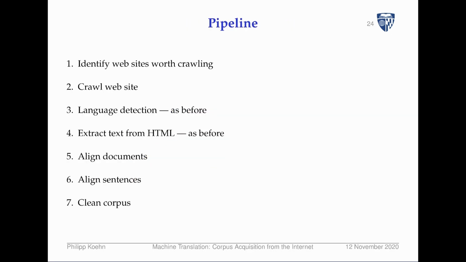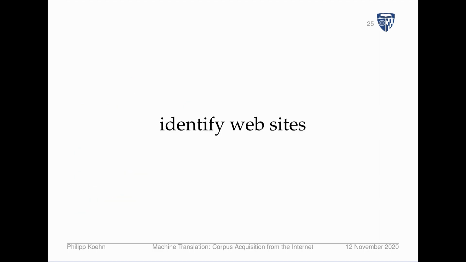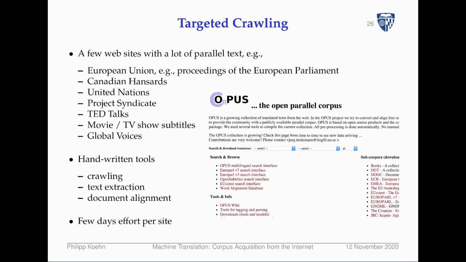So here's the basic pipeline for that. First of all, identify websites worth crawling or worth processing. Then crawl that website, language detection as before, extract text from HTML as before, but now the additional steps are to align documents, align sentences, and then clean the corpus. So let's start with the first step, identify websites.